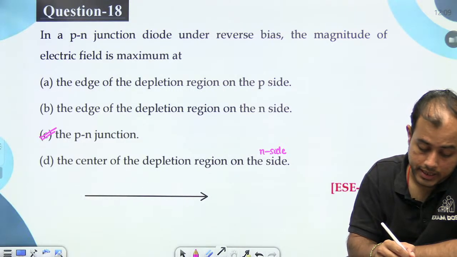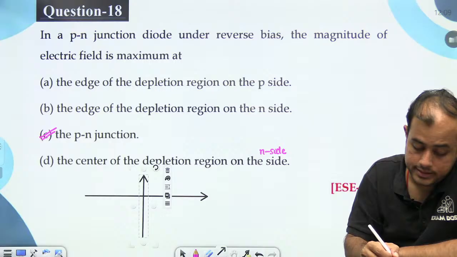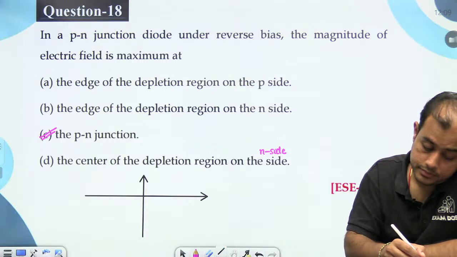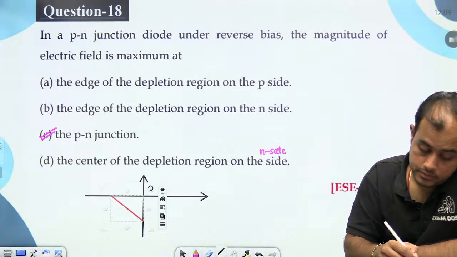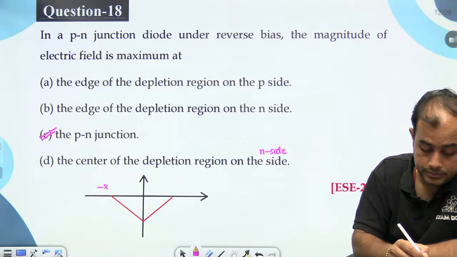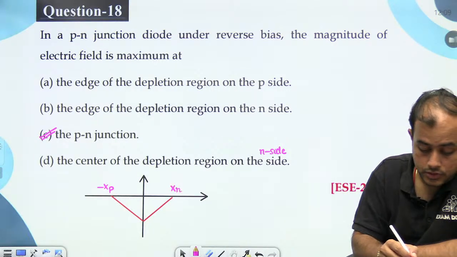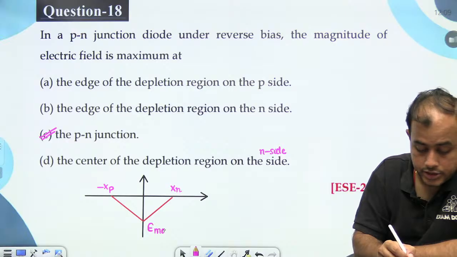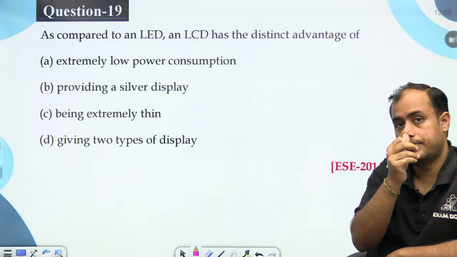So look, this is how my electric field basically varies, like this. So maximum at the junction. Okay.